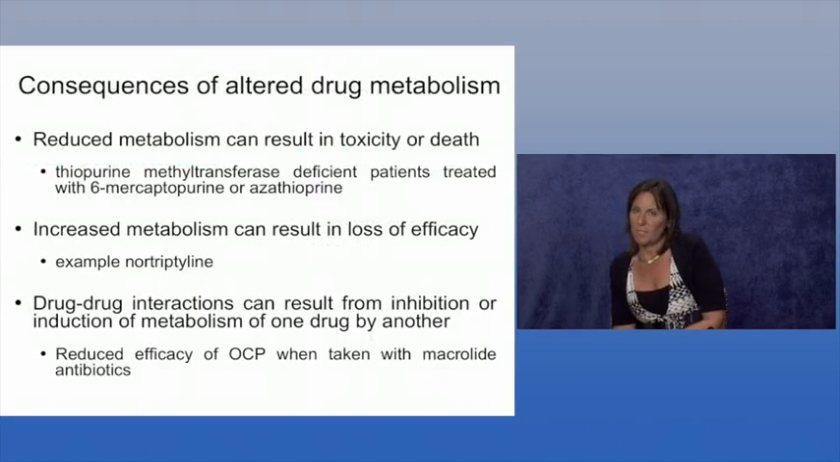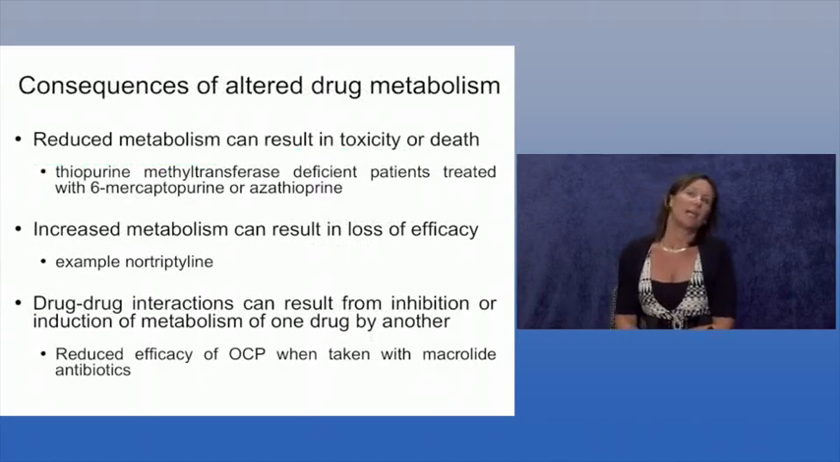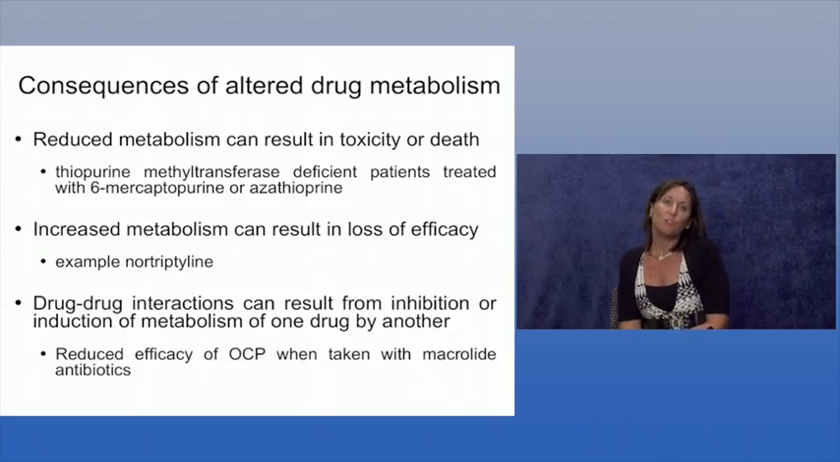So what are the consequences of altered drug metabolism? Well, I think I alluded to this previously, but reduced metabolism could potentially result in toxicity or death. An example of this is thiopurine methyltransferase deficient patients if they're given a particular drug called azathioprine, which is an immunosuppressive drug used in the world of transplant medicine, or 6-mercaptopurine, and they are completely deficient of this enzyme. It can have a catastrophic effect on those patients.